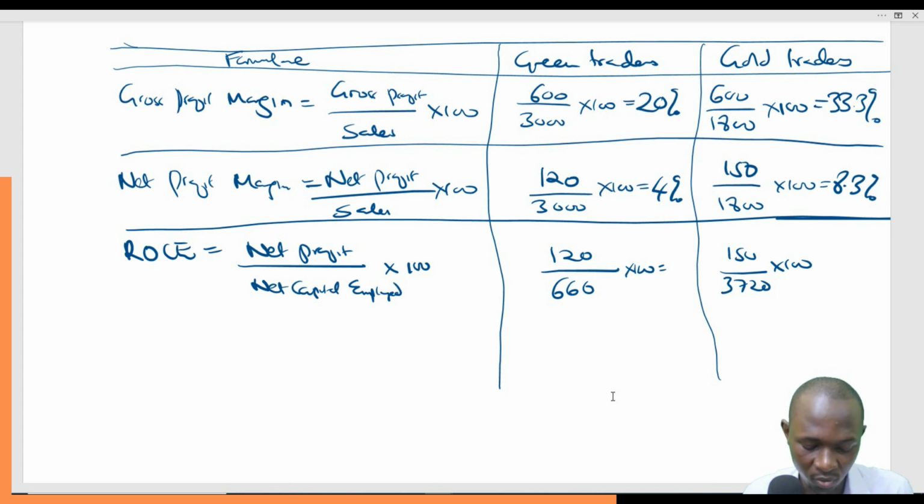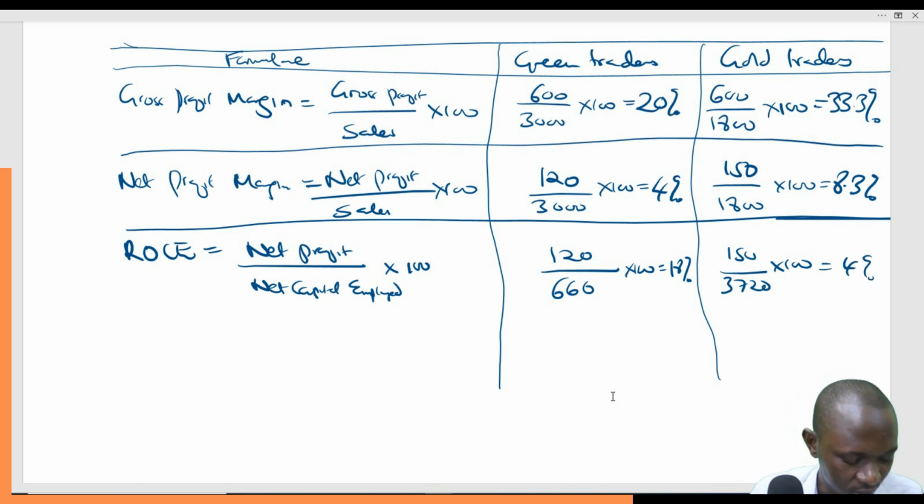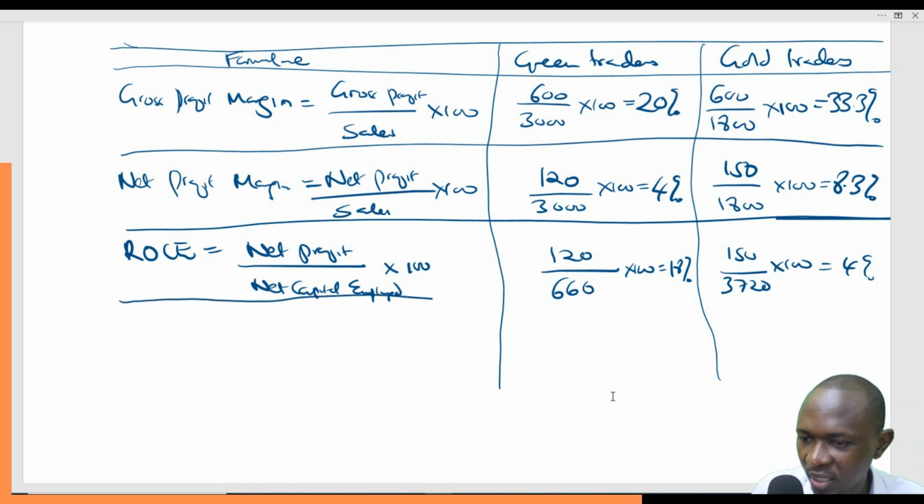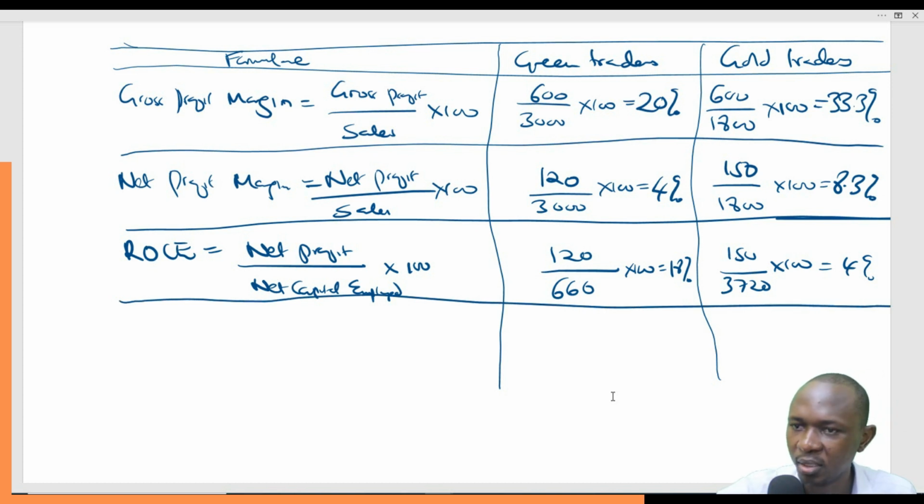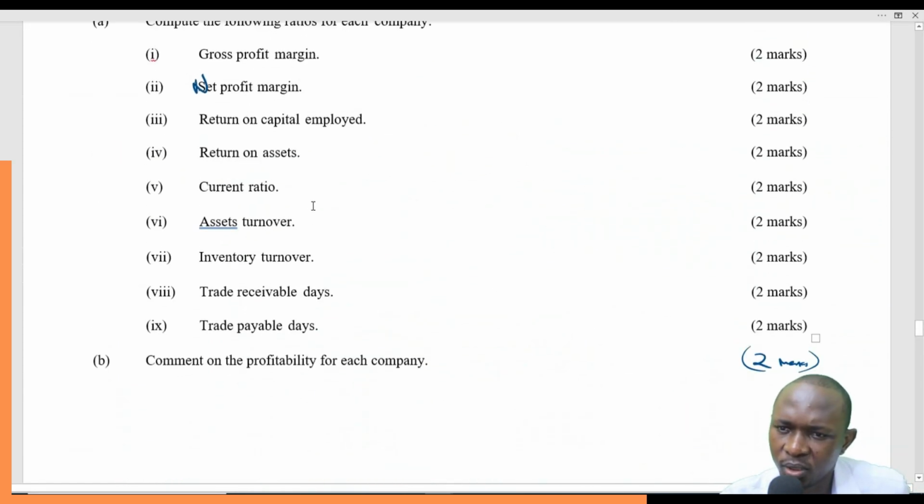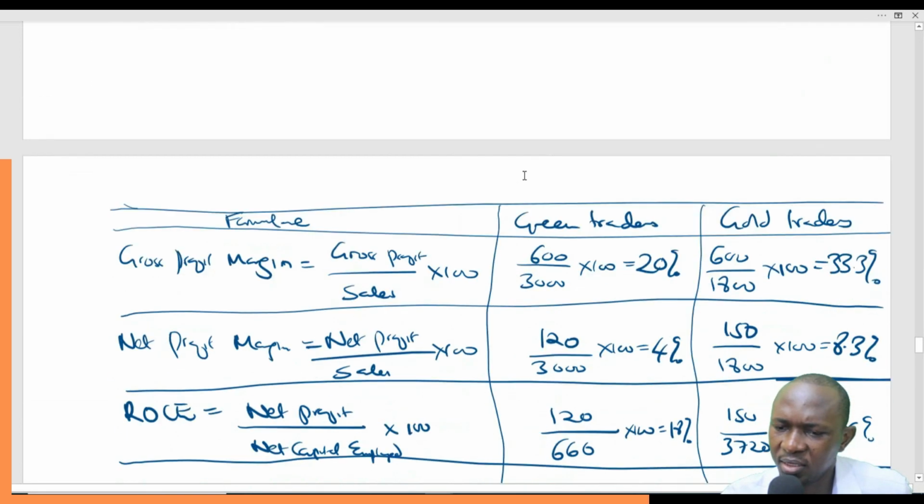So this will be 120 divided by 660, that is 18%, and then the other side it will be 150 divided by that 720. This gives you 4%. So those are the answers that we have here. So let's move on. That is ROCE, return on capital employed. Go to number 4. Number 4 is ROA, return on assets.